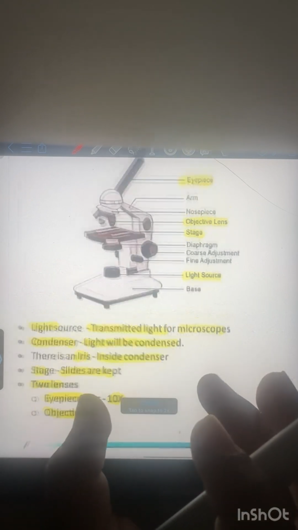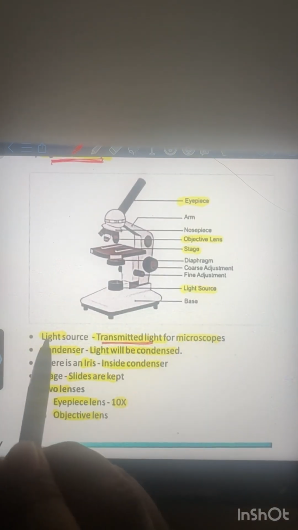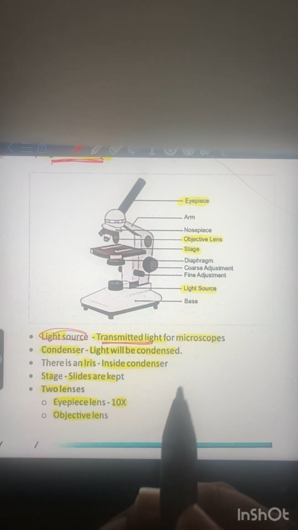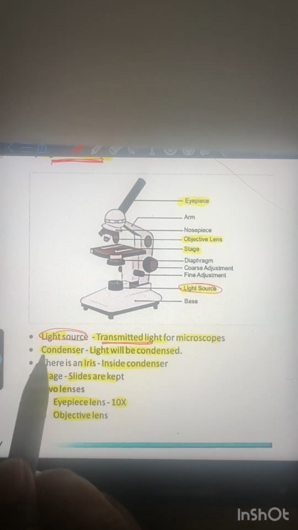So remember, we are talking about the transmitted light, and a very simple way of learning it is that in the light microscope, it ends with a T, so the type of light is the transmitted light. The light can go in any direction, as you see with any bulb or tube light in your room. I want someone to narrow it down, someone to condense it.